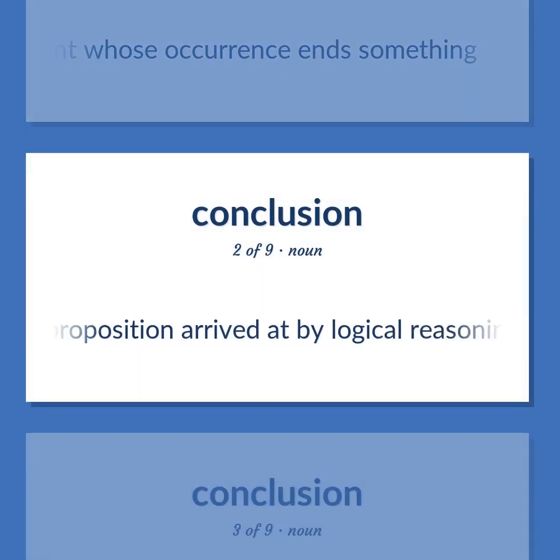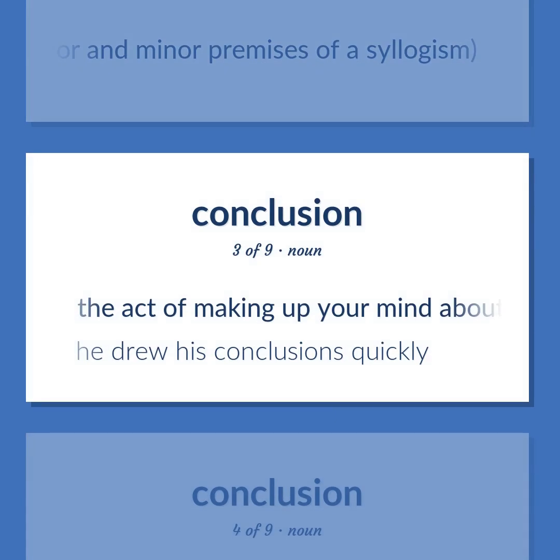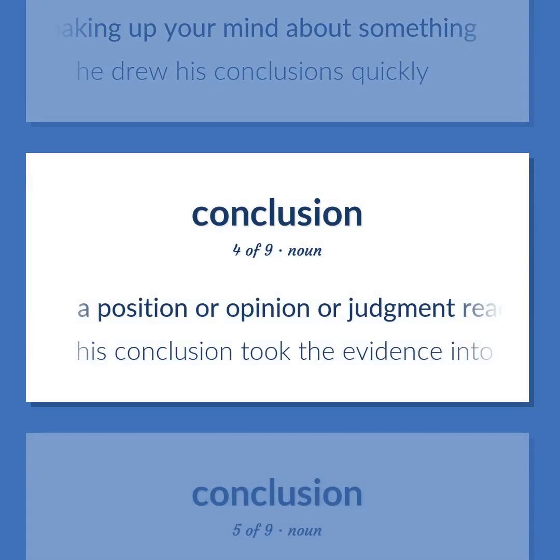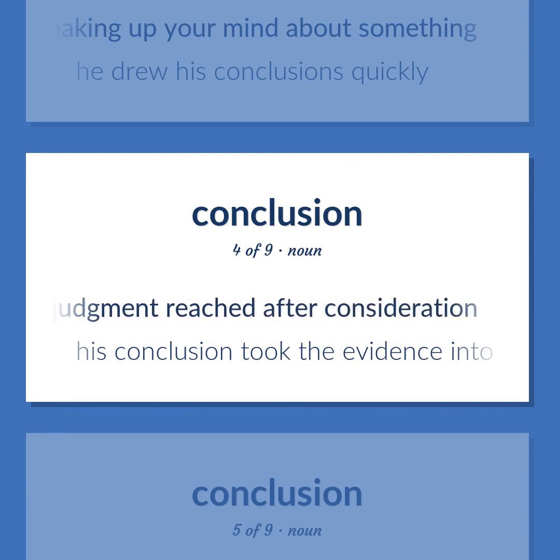The proposition arrived at by logical reasoning, such as the proposition that must follow from the major and minor premises of a syllogism. The act of making up your mind about something. He drew his conclusions quickly. A position or opinion or judgment reached after consideration. His conclusion took the evidence into account.